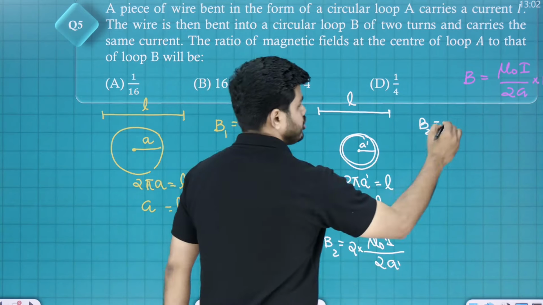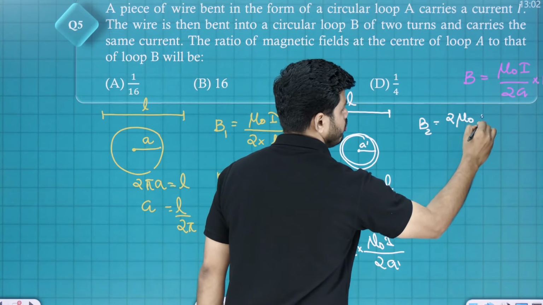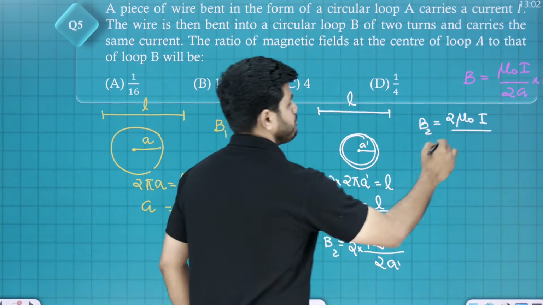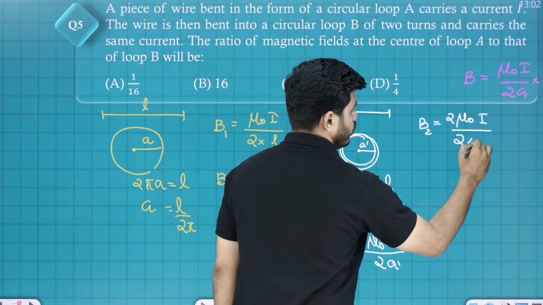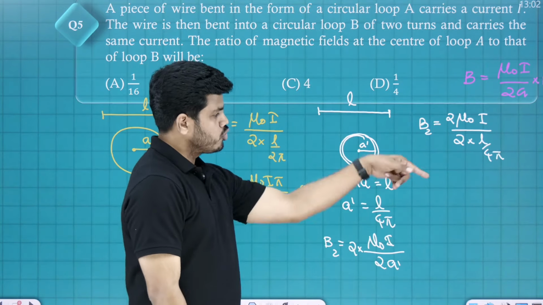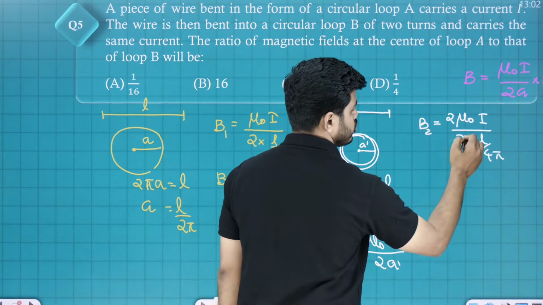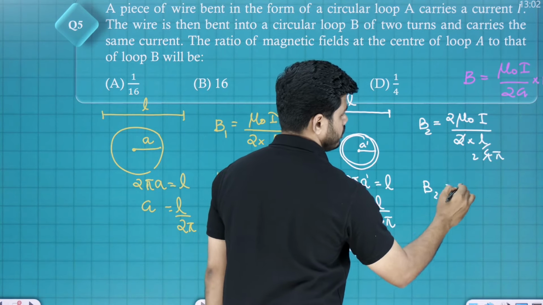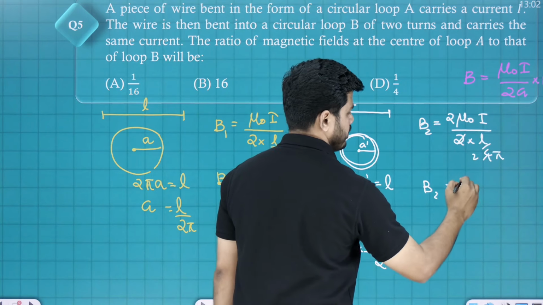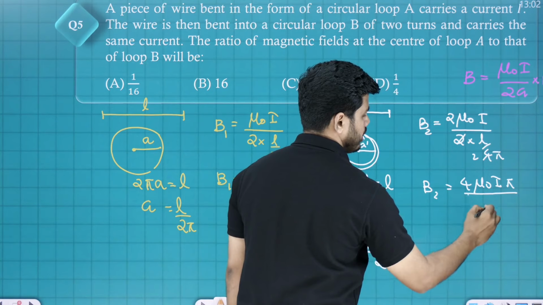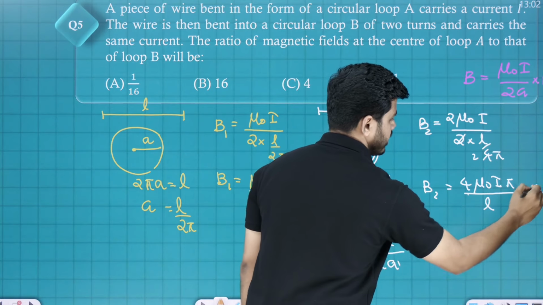B2 is equal to 2 mu naught I divided by, what is A dash? L by 4 pi. So we have 2 into L by 4 pi. Right? So that pi goes up, these 2 cancel by 2 only. So we get B2 is equal to, this 2 comes up, so we get 4 mu naught I into pi divided by L. This is my second equation.